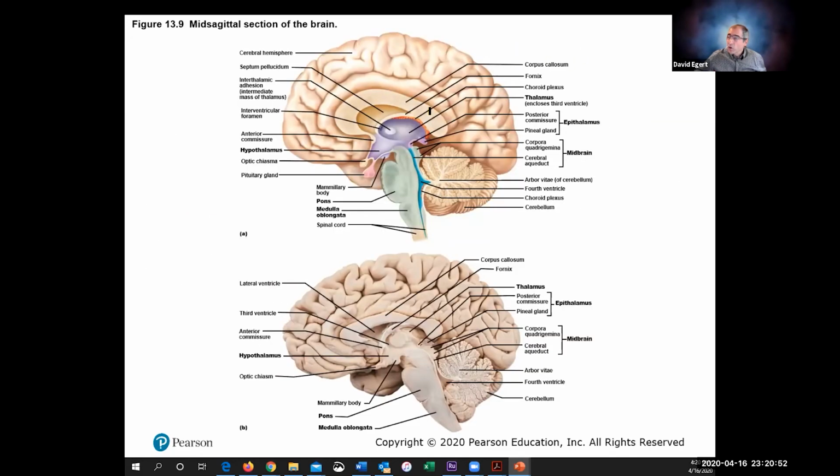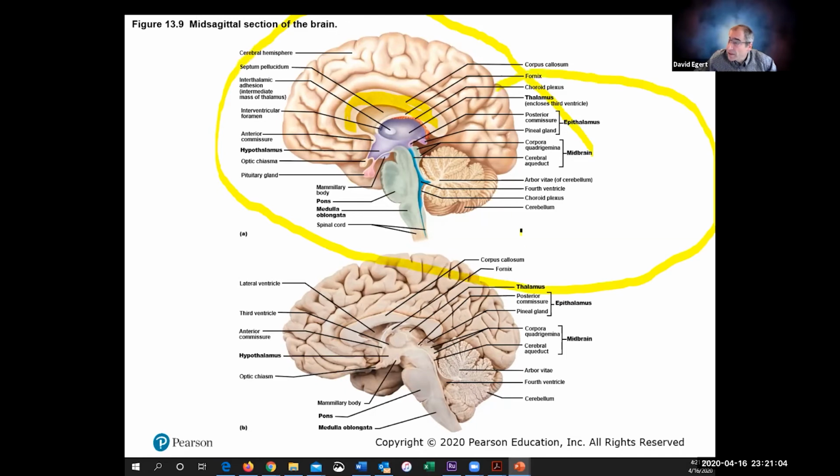Definitely corpus callosum is important, being the main commissure connecting the right and left. You should definitely be able to look at a picture like this, and pretty much everything here is something that we have talked about. So you should be able to look at something like this and identify it.